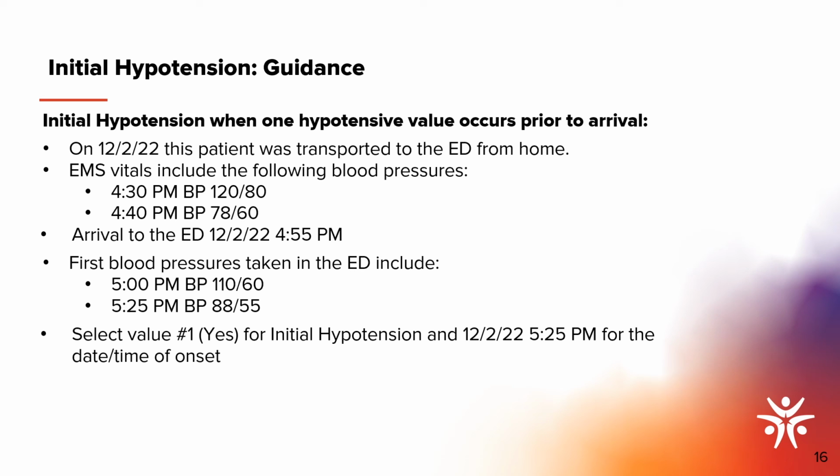To be clear, we wouldn't use the first blood pressure measured on arrival necessarily to determine initial hypotension. The second hypotensive value documented within the acceptable time frame and within 3 hours of the first hypotensive value, which was in EMS documentation, would determine the onset of initial hypotension. For this scenario, we would abstract the date and time that it actually occurred.